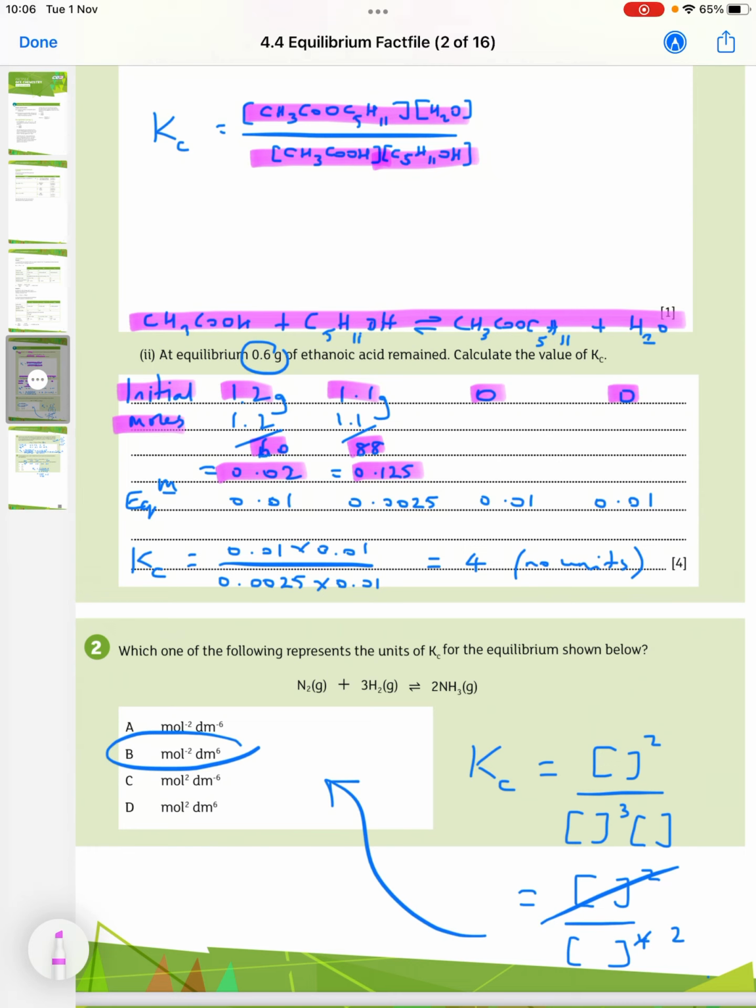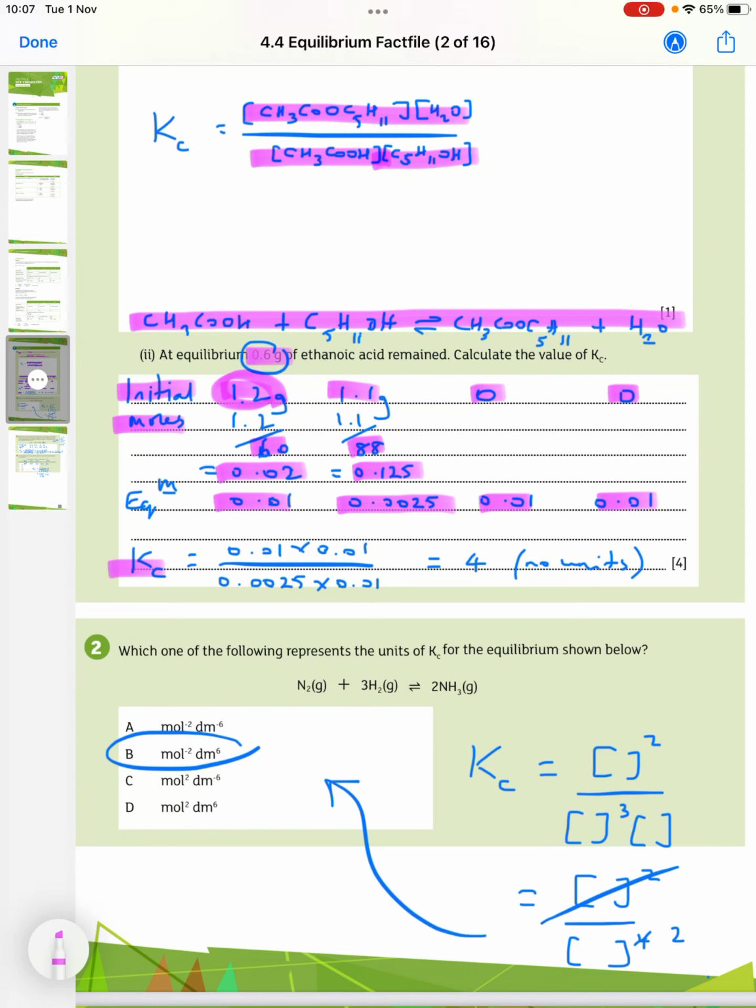Then it says in this question, at equilibrium 0.6 grams of ethanoic acid remained. There were 1.2 grams to begin with. So 0.6 is just a half, so that's quite handy. So 0.01 is left. That means the same number of moles of the alcohol will have been used up. So take away 0.01 from here, we get 0.0025, and then it's a 1-to-1 ratio, so 0.01 of each of the products is produced. Plug those into the equation.